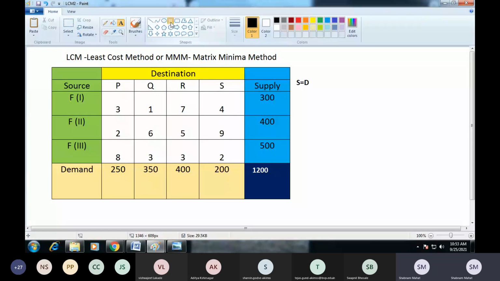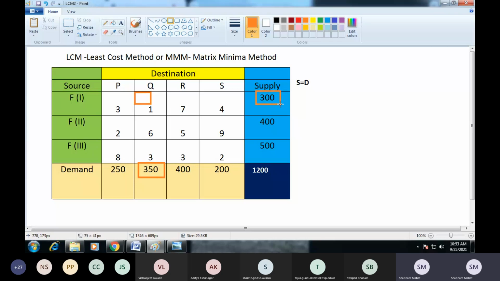I can find the minimum cost is equal to 1, and 1 is repeated only one time, a single time. That means it is a unique value. So I can select my minimum value as 1. Again, check that the demand for this cell is equal to 350 and the supply for this cell is equal to 300.